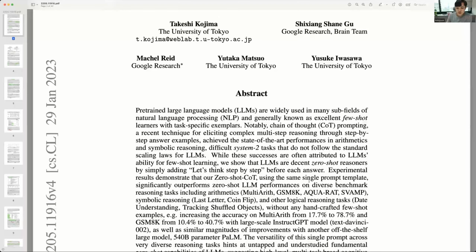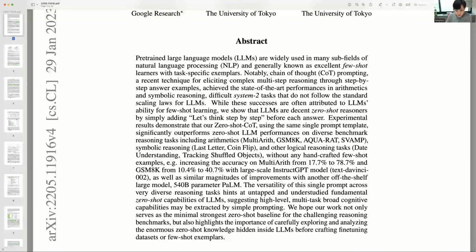The interesting finding here can be summarized into one sentence. If you give this sentence, "Let's think step by step," in the prompt, then the model tries to generate the explanation, and it does much better than not doing it.